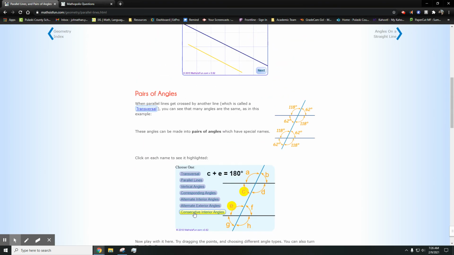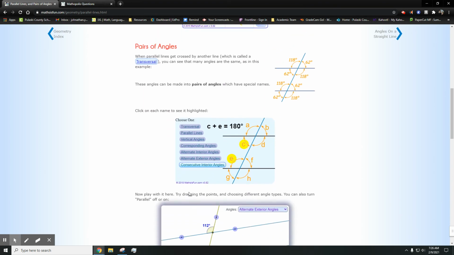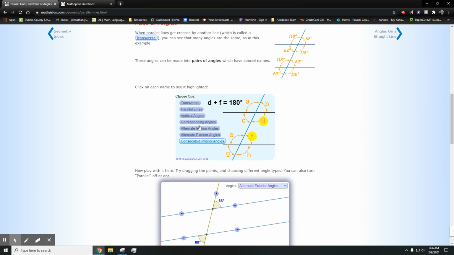Which again, this consecutive interior is same side interior. There's also same side exterior, so I'm not sure why that's not there. And there's also adjacent angles as well, but it's got most of it.